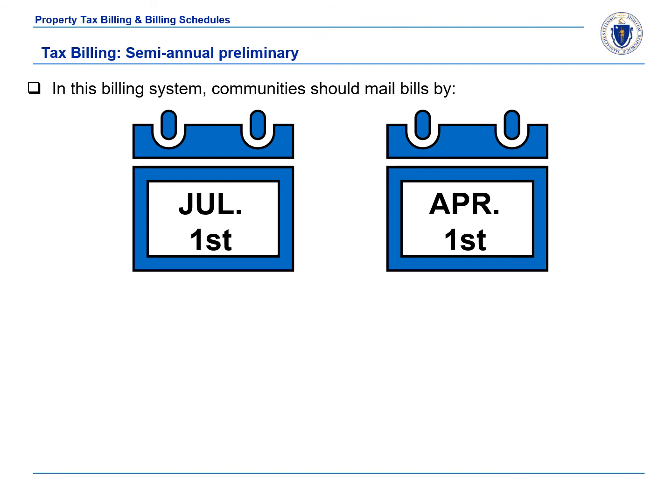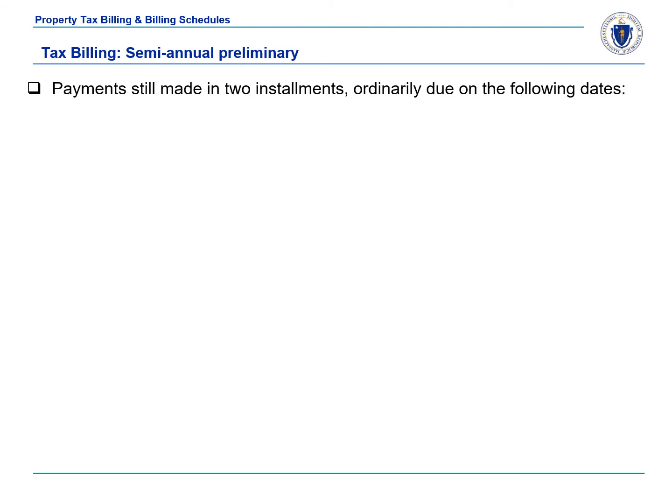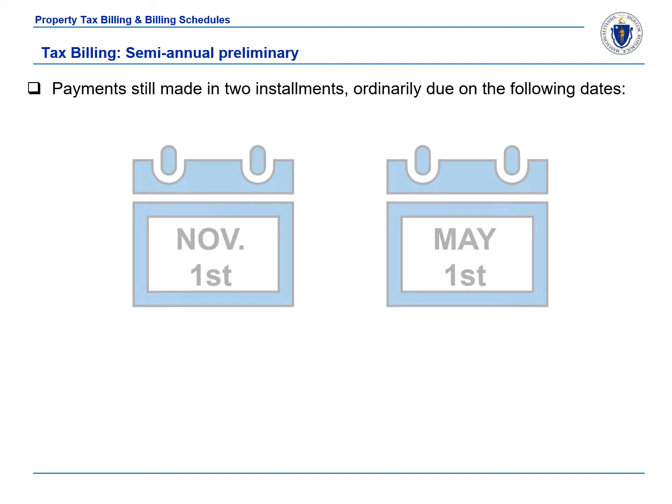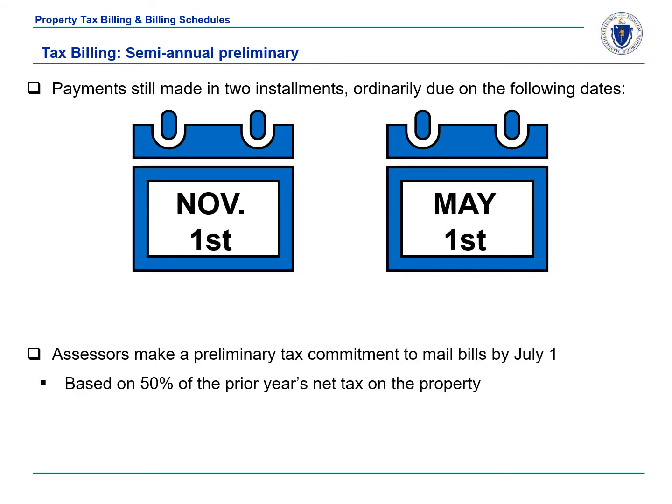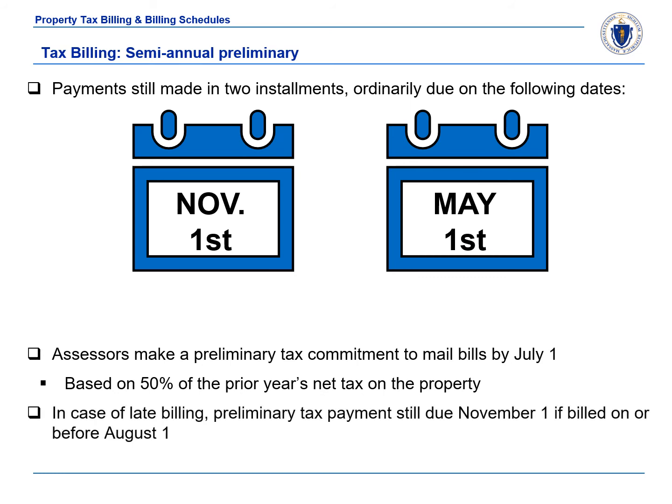Communities can also adopt a semi-annual preliminary tax billing system. In this version of the semi-annual billing system, assessors make a preliminary tax commitment each year in sufficient time for the collector to mail preliminary tax bills by July 1st and April 1st. However, taxes are still ordinarily paid in two payments by November 1st and May 1st. As with the preliminary tax bills in a quarterly system, the preliminary tax may not exceed 50% of the prior year's net tax on the property. The preliminary tax is payable in a single installment due on November 1st. In the case of late billing, the preliminary tax is still due on November 1st if the bills are mailed on or before August 1st.